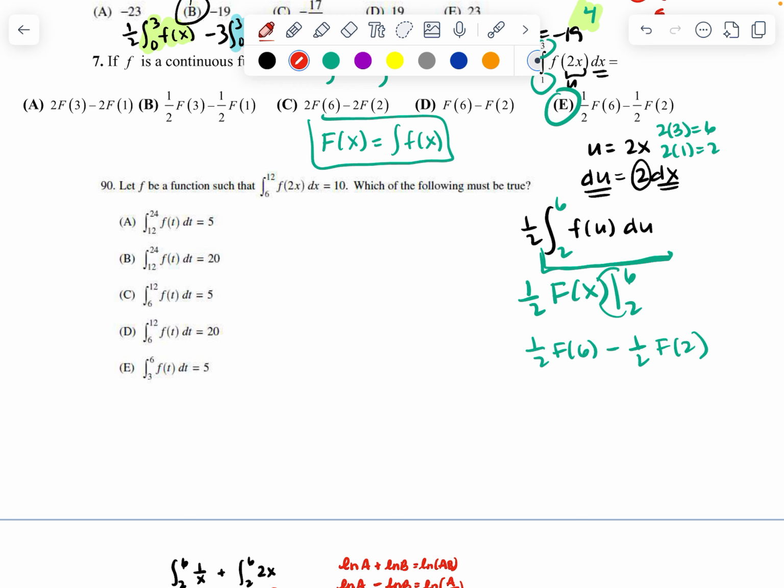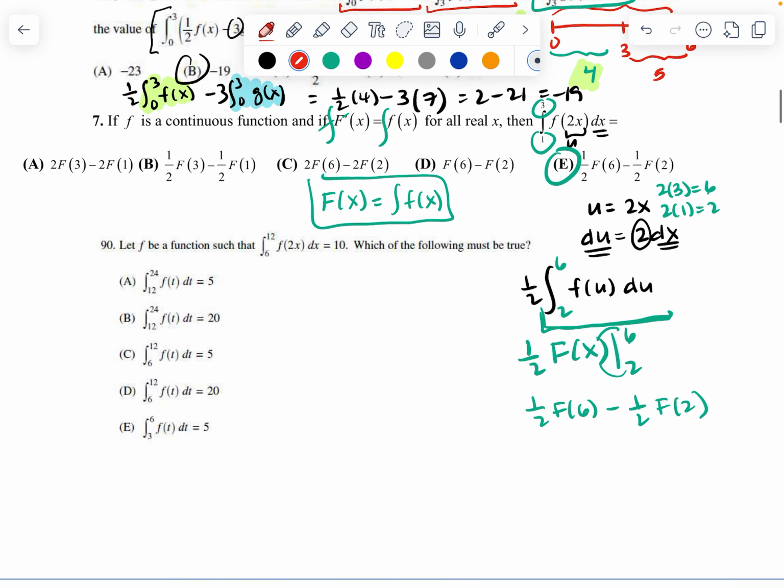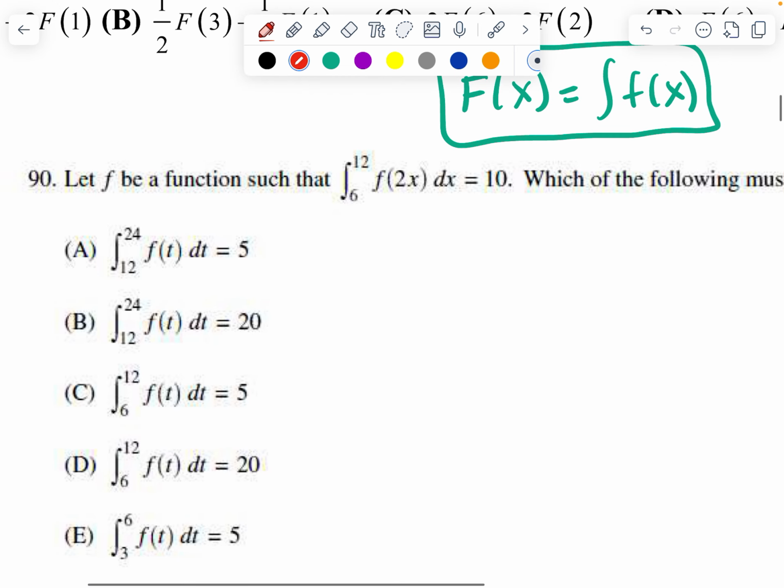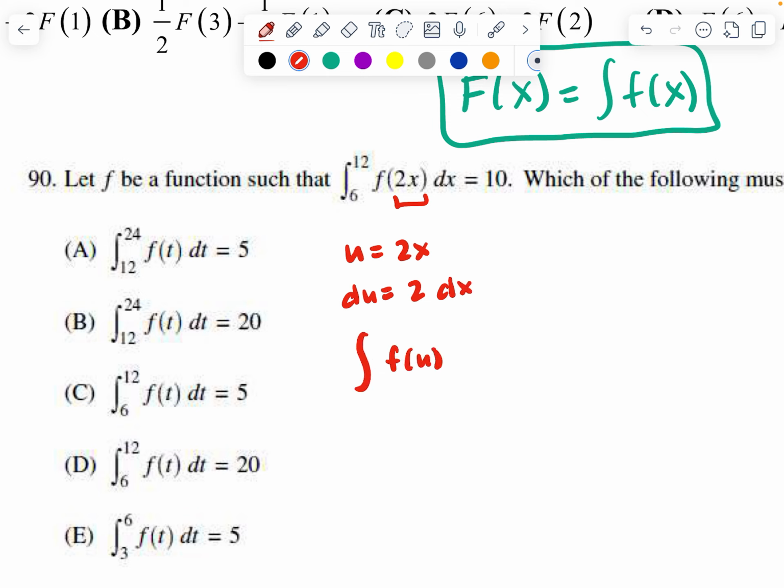Okay, number 90. So on this, again, I would do another u sub. So I have this f of 2x. So let's go ahead and do u substitution and say let u equal 2x. That means your du is going to equal 2 dx. So when I do my substitution, I'm going to get the f of u, and then the dx is going to become my du. And then again, I have this leftover 2, which is a 1/2.